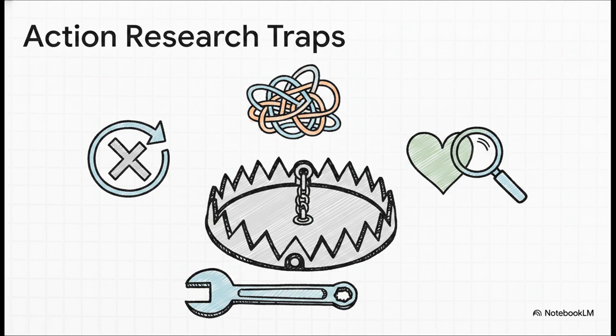Number 2, changing way too many variables at once. If you introduce a new activity, a new seating chart, and a new grading policy all on the exact same Tuesday, you have no idea which one actually caused the improvement. And finally, this is a big one, confusing enthusiasm with evidence. Just because it felt like a lesson worked doesn't mean it actually did. You absolutely must have systematic data to back up your teacher intuition.